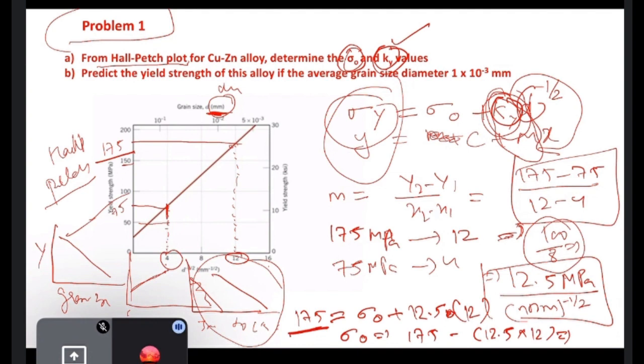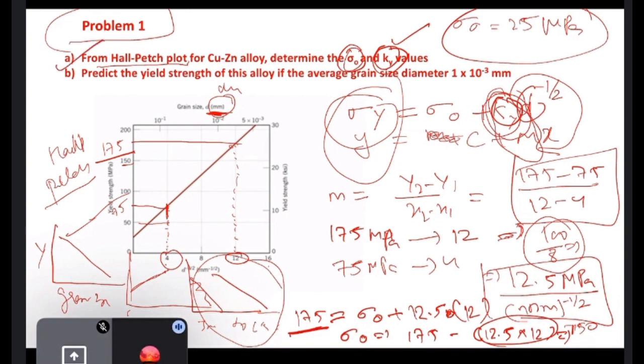What is the answer? Tell me the answer. 12.5 into 12, what is it? It is 150. So 175 minus 150 is 25. 25 megapascal. So we have solved problem 1.